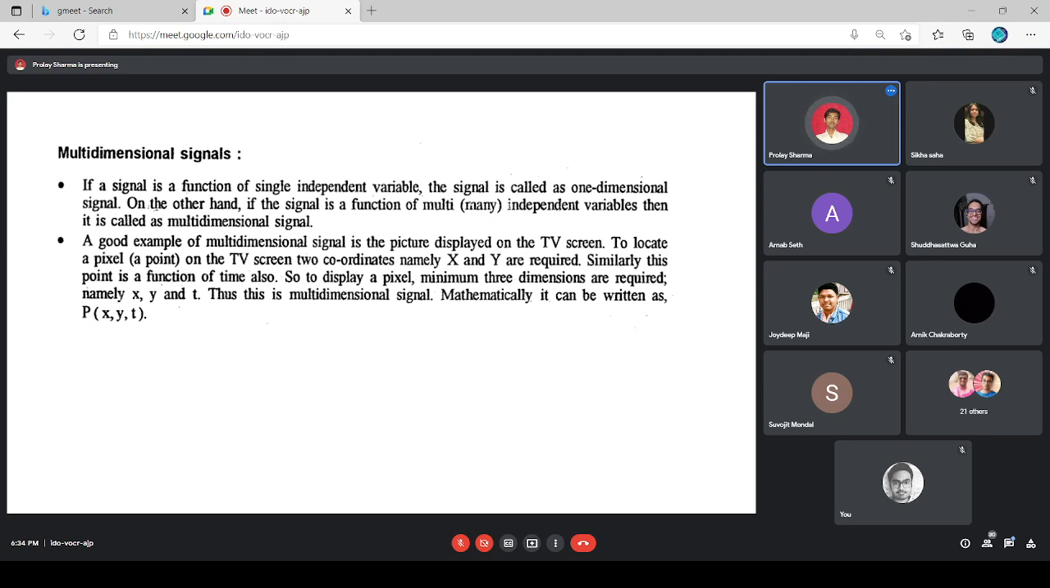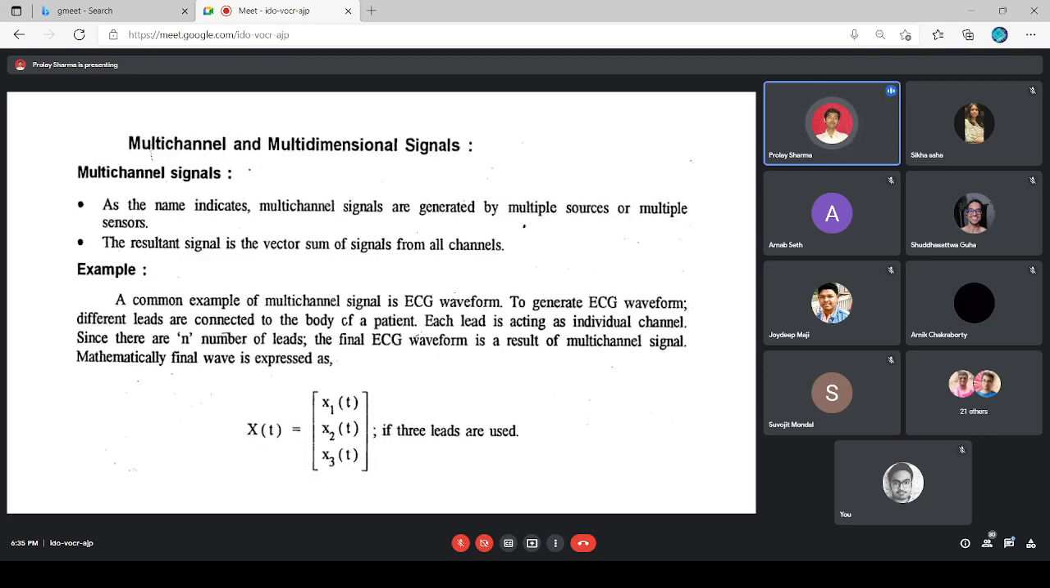Now suppose this pixel is composed of RGB values, in the case of a color picture. If it has RGB values, then for this multi-dimensional signal, the dimension is increased again. It will incorporate three different RGB values. This way, the number of dimensions of the signal is increased. This is called a multi-dimensional signal, and the previous one is the multi-channel signal, which is defined in the case of the ECG signal.